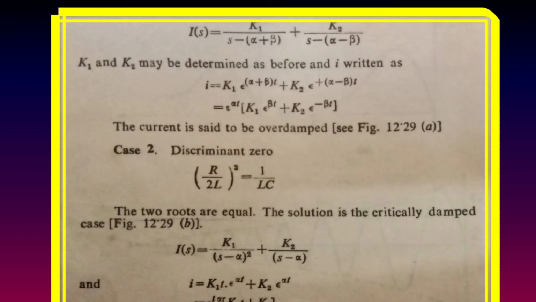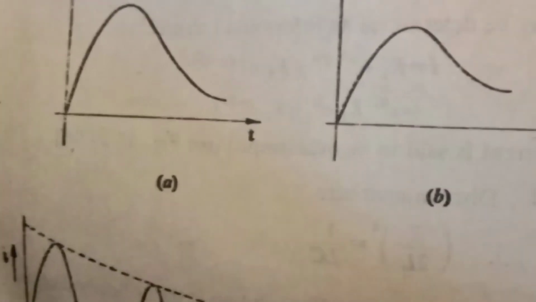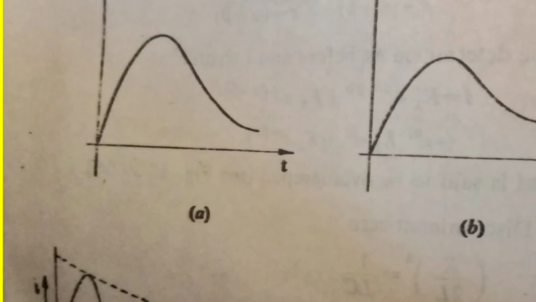When we take e power alpha t outside, we get K1 into e power beta t plus K2 into e power minus beta t. With this equation, the current is said to be overdamped, as shown in figure A. So the current will be maximum and it will be overdamped.